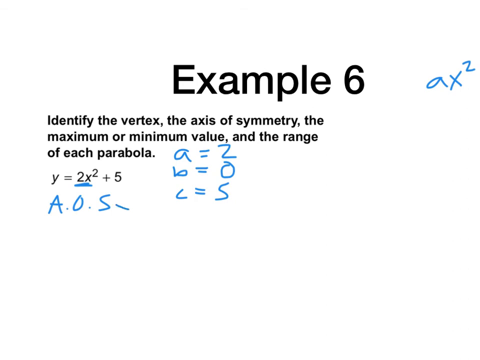So what's our formula for axis of symmetry? Negative b over 2a. So what's our b? So we have negative 0 over, what's 2 times 2? What do we get when we have a 0 on the numerator? What's 0 divided by 4? 0. So our axis of symmetry is x is equal to 0.